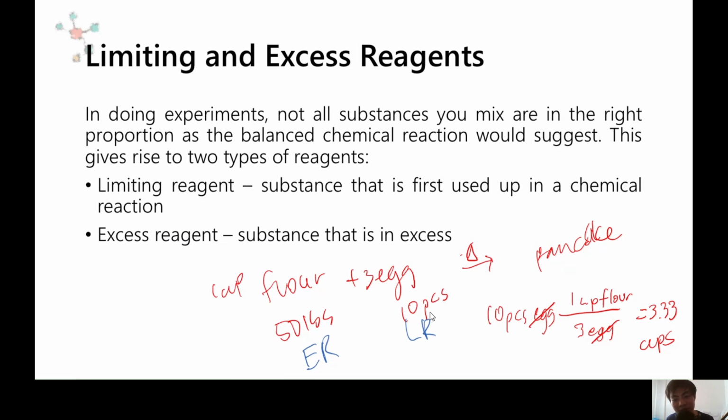So ano mapapansin nyo? In solving the limiting and excess reagent problems, you have to convert your amounts of substances, the amounts of your substances, no? Okay? Para malaman mo yung right proportions, no? So anything that is excess, yung sobra sa required, that is your excess reagent, no? And yung sakto lang, that is your limiting reagent, no?